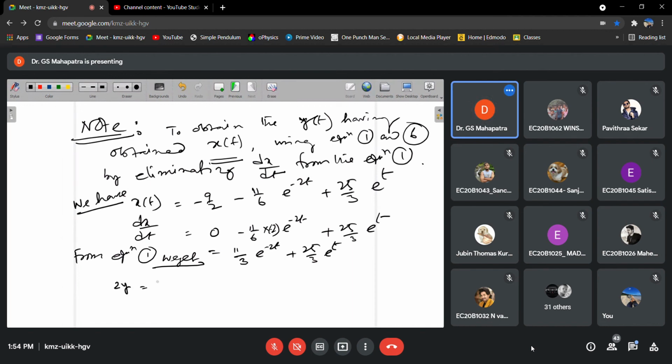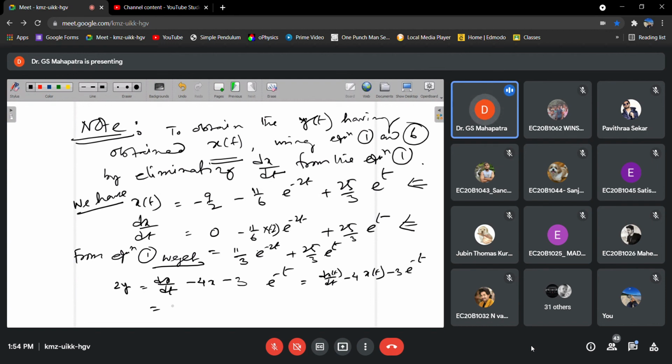2y equals dx by dt minus 4x minus 3 e to the power minus t. Now just see, dx by dt, what is that actually? This is the dx by dt, and this is the x. It is dx by dt minus 4x of t, meaning all are functions of t, minus 3 e to the power minus t.